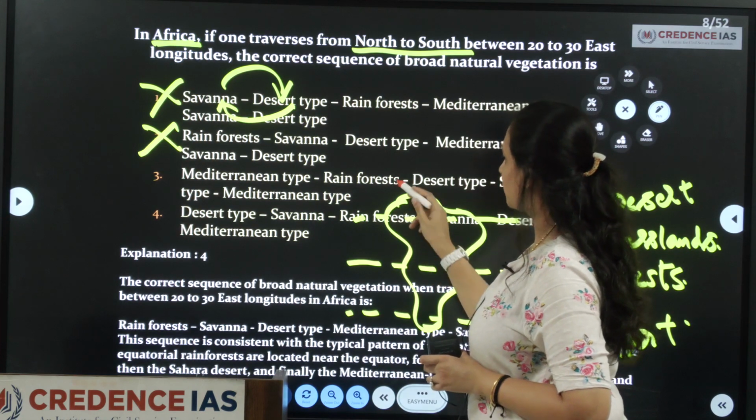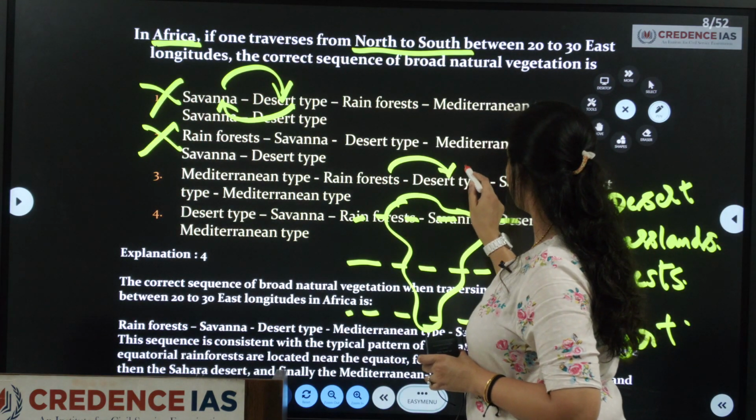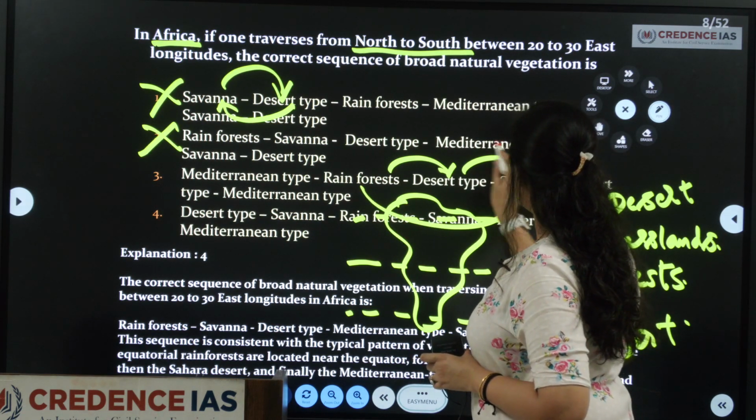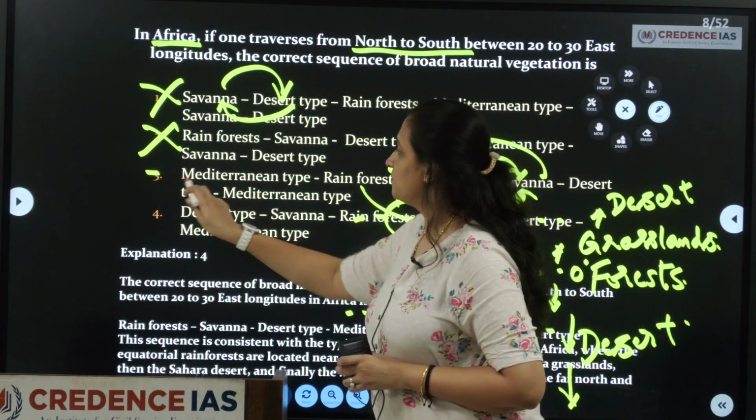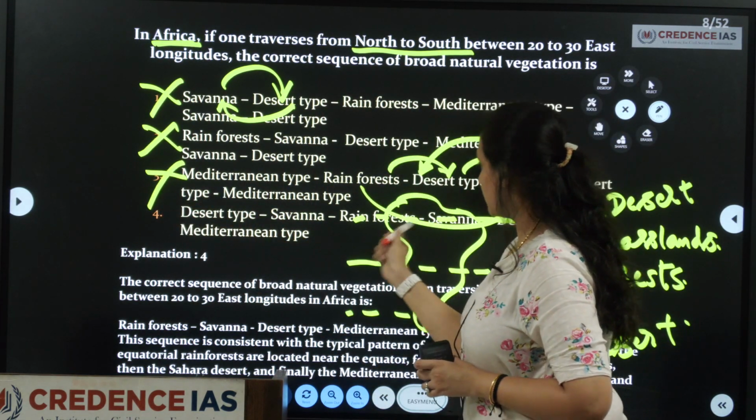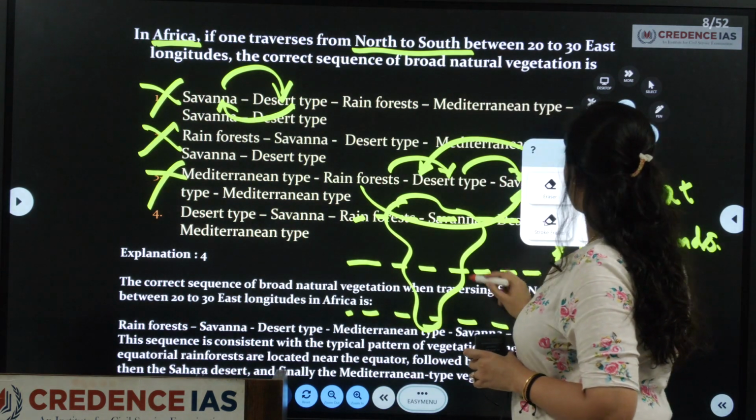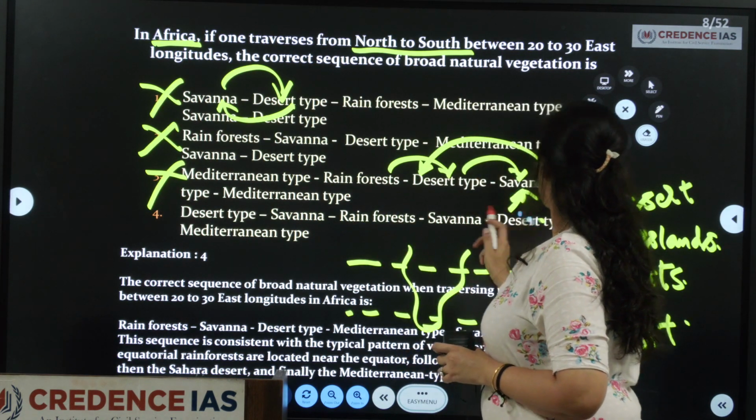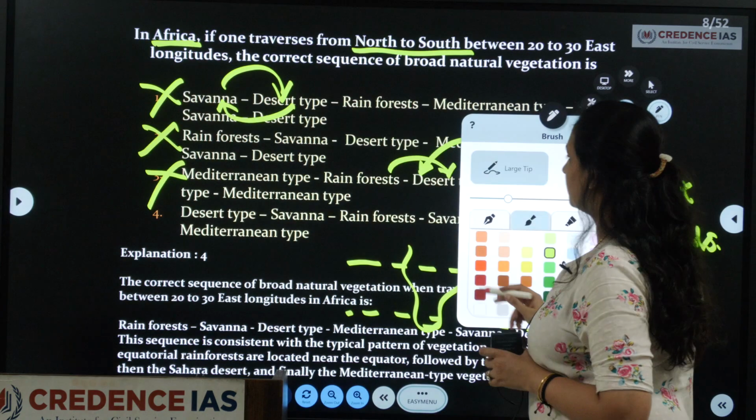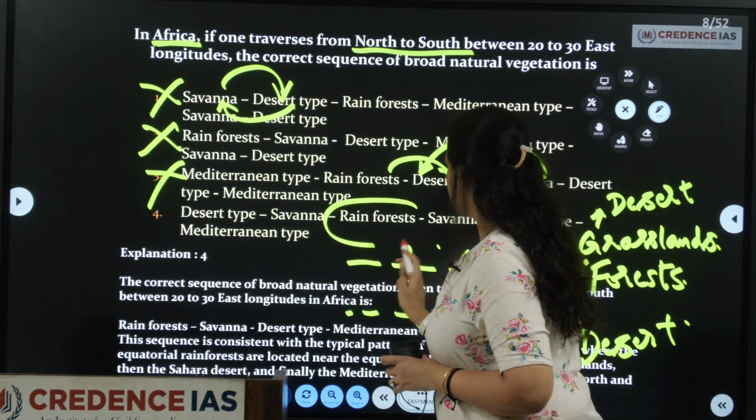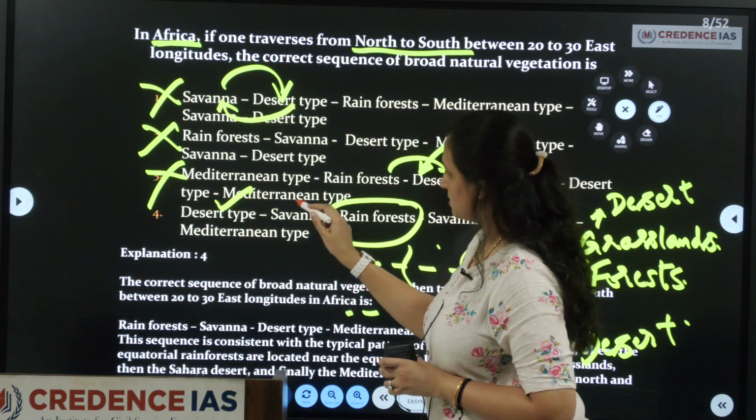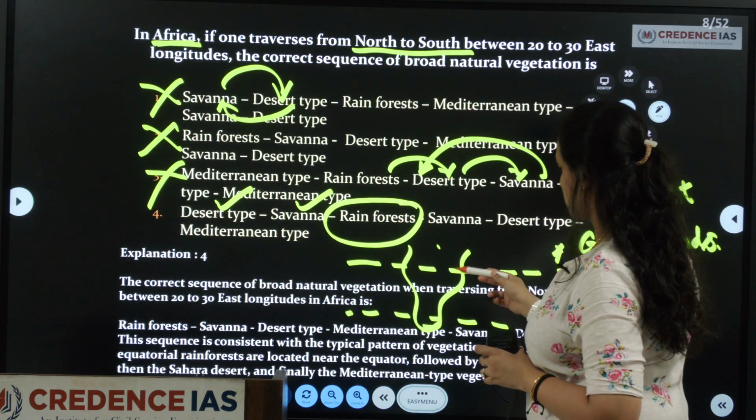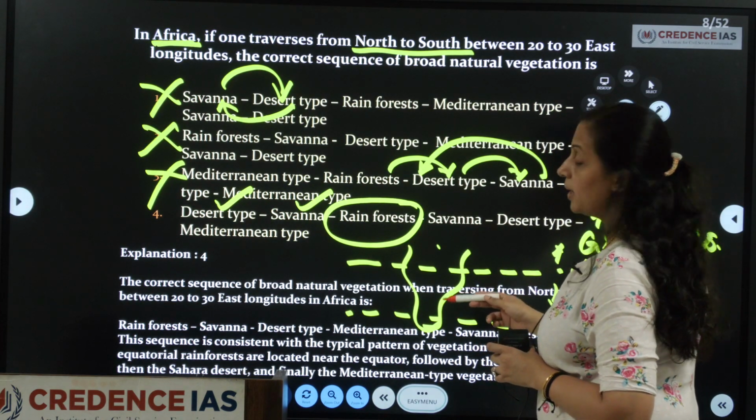And coming to this type, rainforests, again desert type, savanna, that is wrong. It should be rainforests, savanna, then desert type. So even this option is wrong. So coming to the last one, rainforests in the middle, desert type, savanna, rainforest, again savanna, again desert type, Mediterranean type.